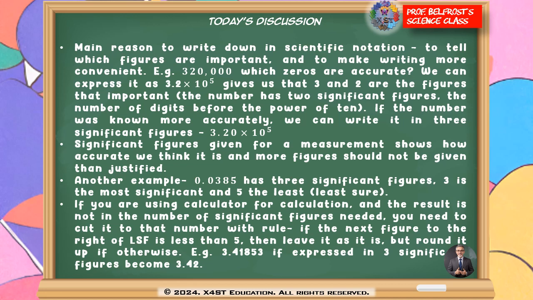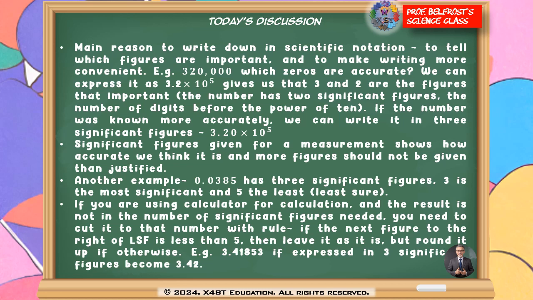You can see in the slide, if the number was known more accurately, we can write it in more significant figures. For example, if you have 4 significant digits, just write it: 3.200 times 10 to the power of 5. It's up to you; it depends on how accurate the measurement is. Significant figures given for a measurement show how accurate we think it is, and more figures should not be given than justified. So this is very important.